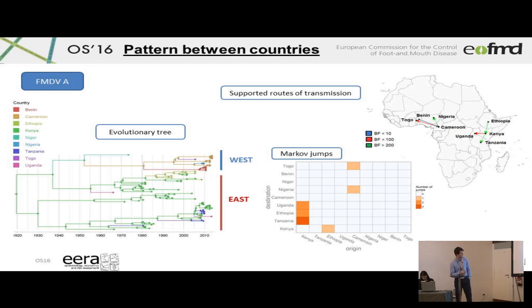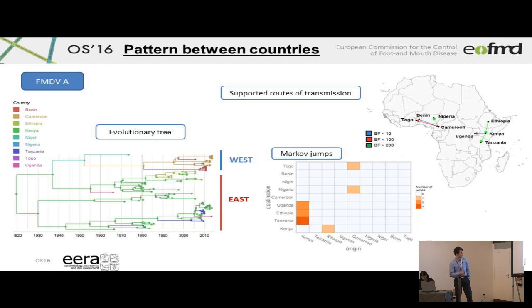What you can see here is that for FMD-A, we've got a clear separation between sequences from the west coast and those from the east coast. The west coast comprises Cameroon, Benin, Nigeria, and Niger, while the east coast comprises Uganda, Ethiopia, Kenya, and so on.